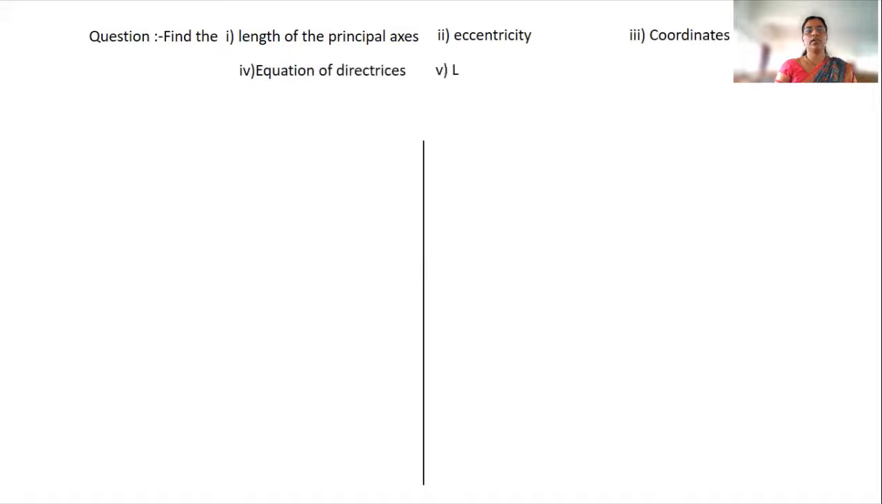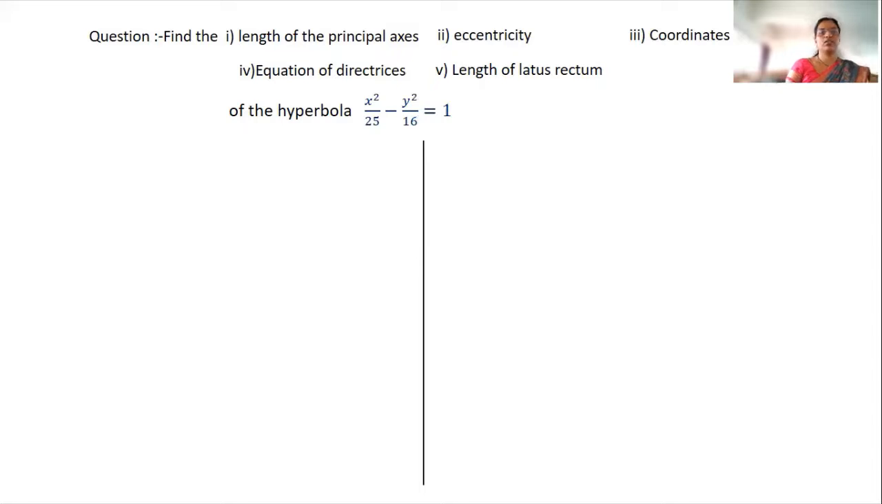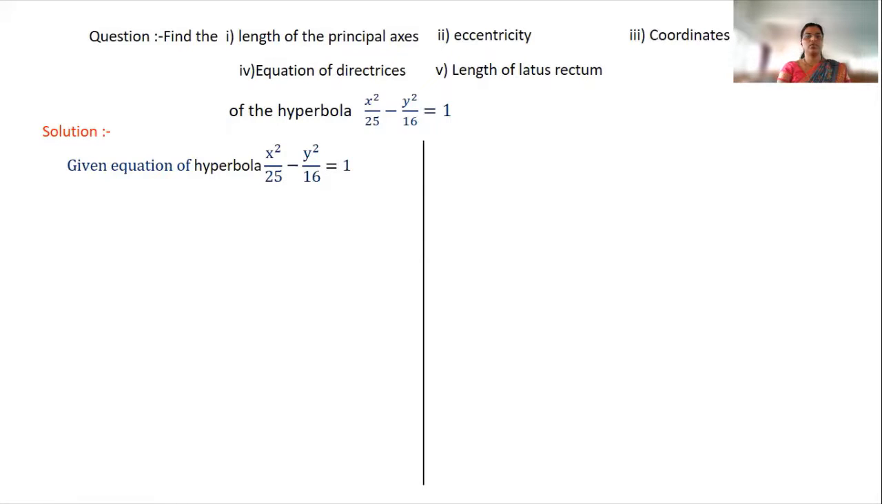Now, take one example for the hyperbola. Find the length of the principal axis, eccentricity, coordinates of the foci, equation of directrices, and length of the latus rectum of the hyperbola x square upon 25 minus y square upon 16 is equal to 1. The solution: the given equation of the hyperbola is x square upon 25 minus y square upon 16 is equal to 1. Therefore, compare this with the standard equation: a square is 25 and b square is 16.